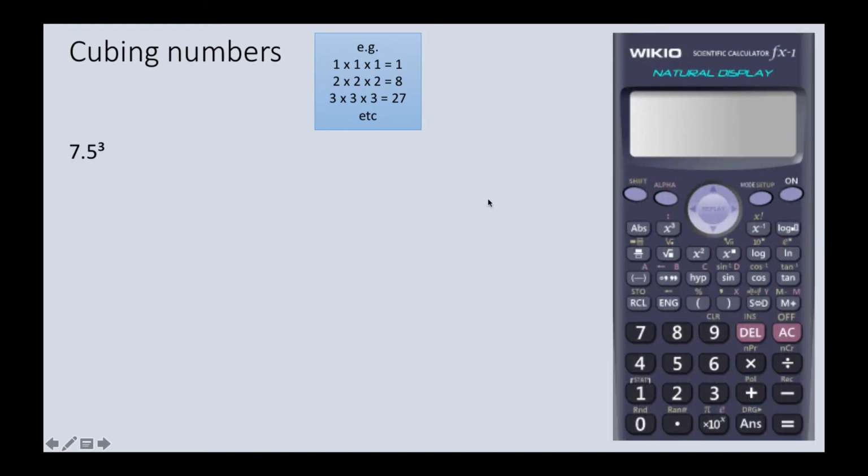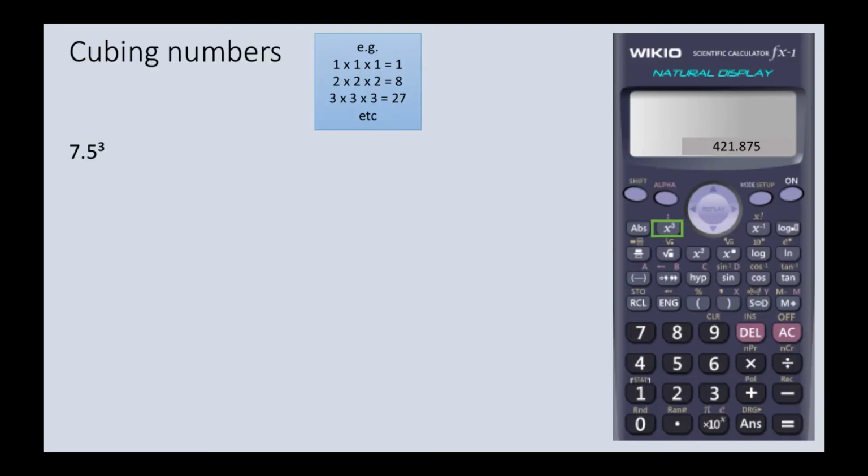Let's take out our calculator. Now in this case, we'll put 7.5. Sorry, did I say cube 3.5? I'm not sure. If we want to cube 7.5, we put 7.5 in our calculator, and then what we do is we press this button here. This will cube your number, and that will bring up 3. Okay, so you can press equals and get your answer, 421.875. Okay, so we've cubed a number now, so here we cubed it, we times 7.5 by 7.5 times 7.5.